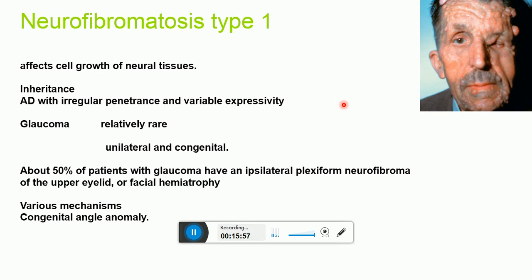Neurofibromatosis type 1 is a disorder that primarily affects cell growth of neural tissue. Inheritance is autosomal dominant with irregular penetrance and variable expressivity. Glaucoma is relatively rare and when present usually unilateral and congenital. About 50% of patients with glaucoma have ipsilateral plexiform neurofibroma of the upper lid or facial hemiatrophy. Various mechanisms have been identified including congenital angle anomaly which may be associated with ectropion uvea.